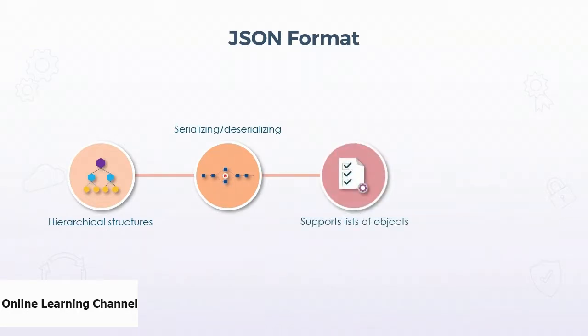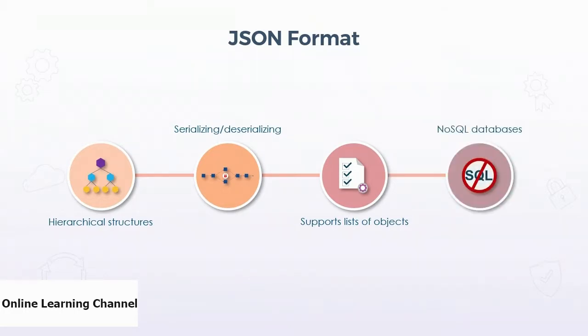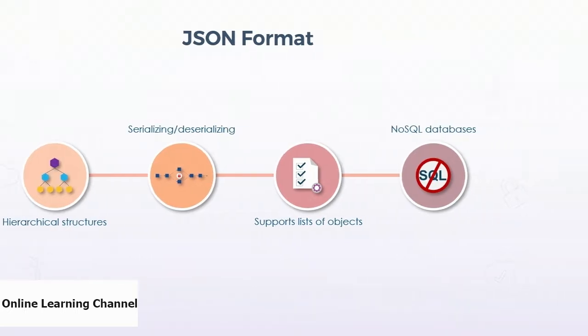JSON supports arrays or lists of objects natively, making it easier to serialize and deserialize arrays of objects. And JSON is a format that's very common in NoSQL databases. Azure's Cosmos DB stores its data in JSON files.